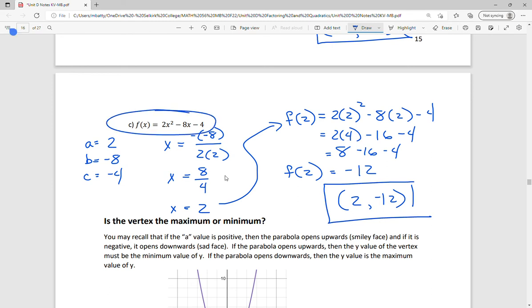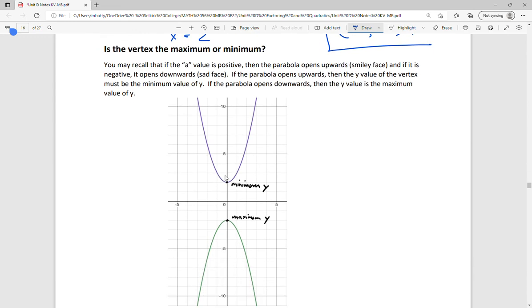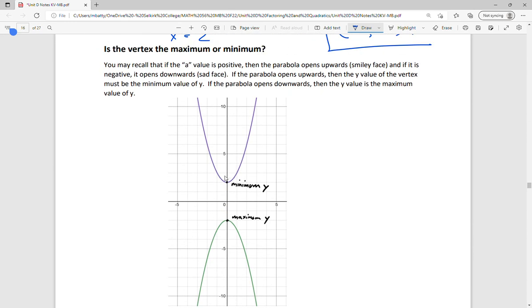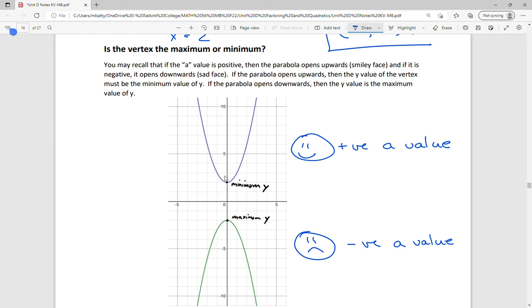The last one, I've already kind of gone a little bit ahead of myself here. Is the vertex a maximum or a minimum? What we're going to look back to, is it a positive a in the original function or is it a negative a? So this is the sad face, right? This is a negative a value. And by a, I mean the coefficient on the x squared. This is a positive a value. So this would be a minimum, this would be a maximum.